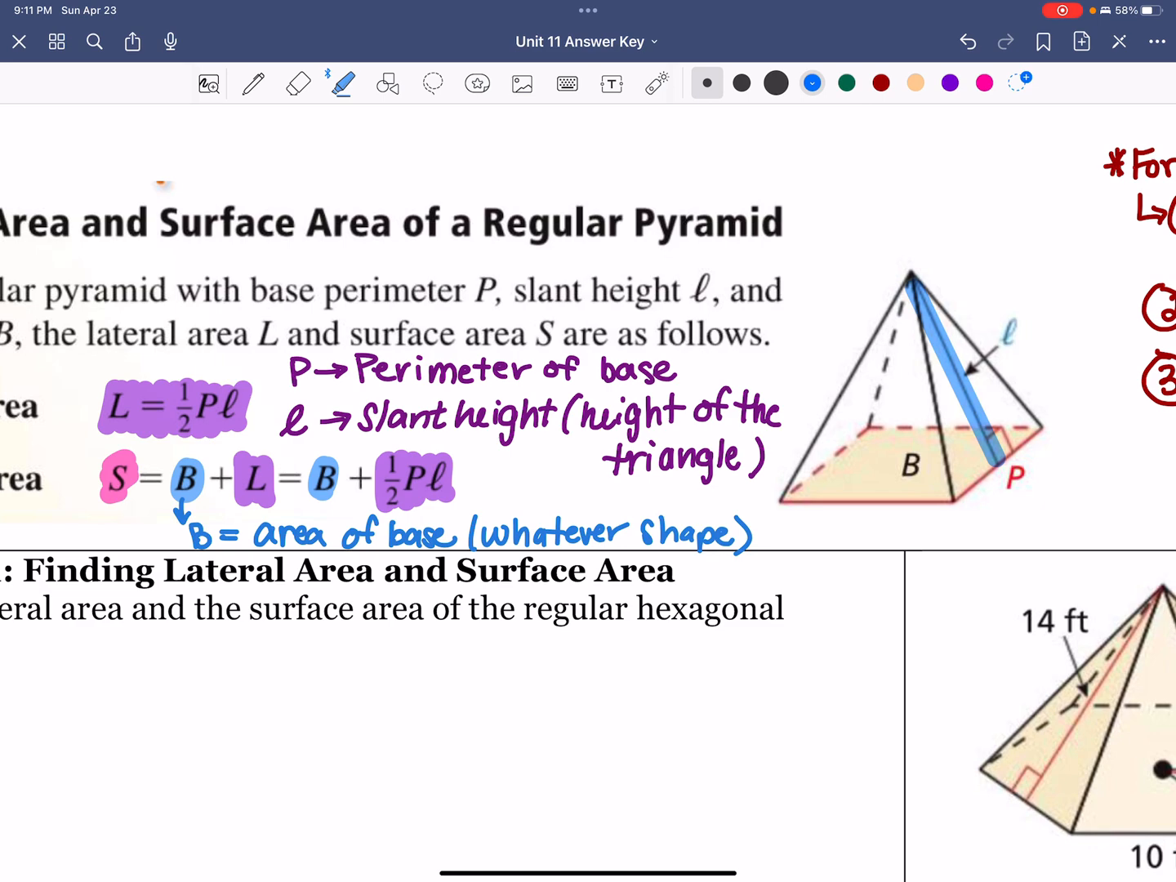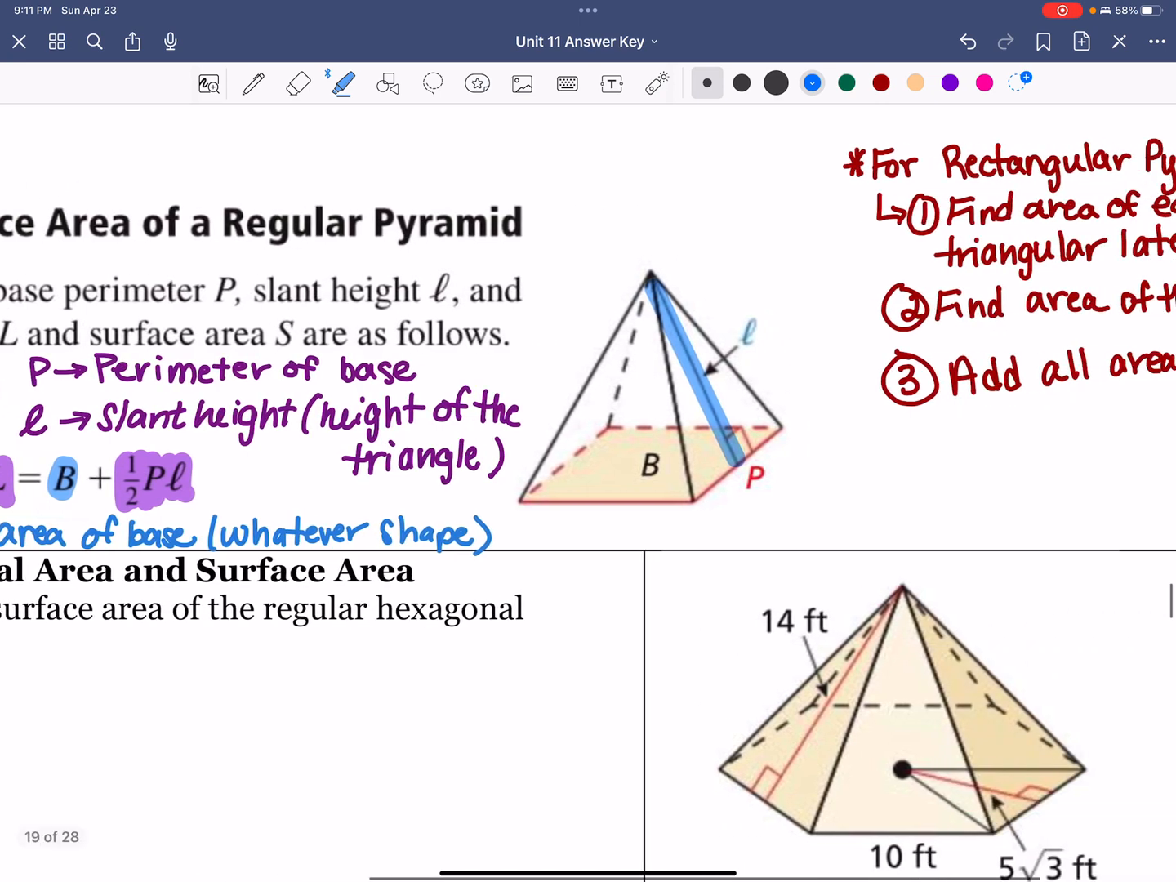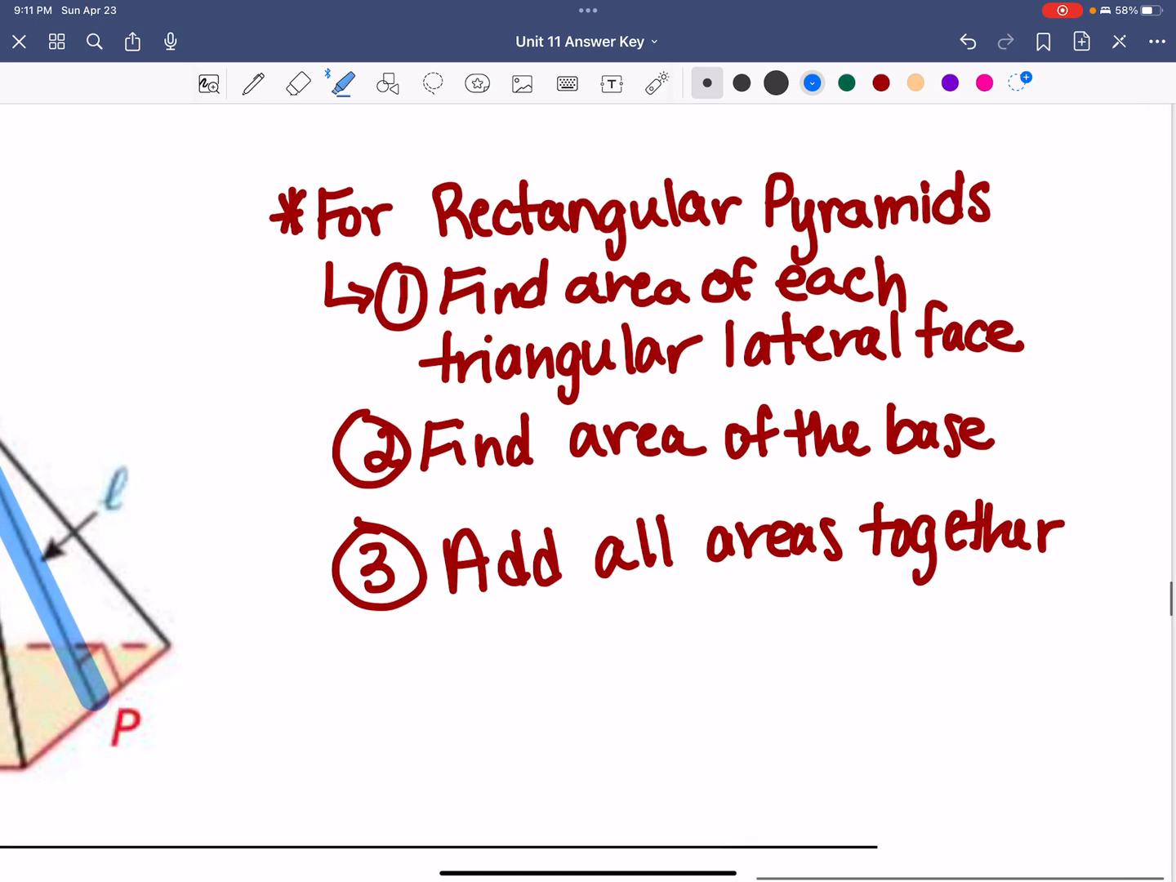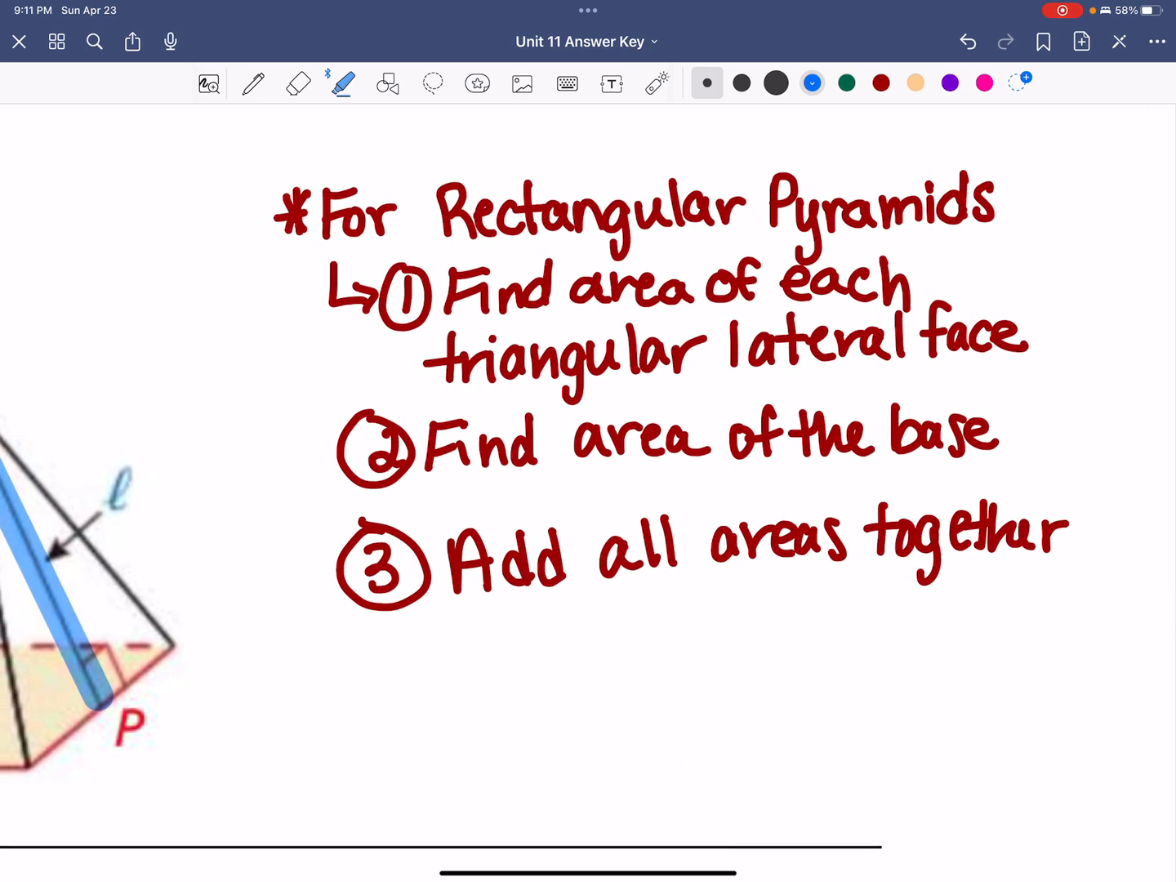And in a regular pyramid, that means I have a regular base, it'll help me find that slant height if I don't have it. B does stand for the area of base, and that's whatever shape that base is. I do have some information here I'm going to leave on the screen, and you can pause here if you'd like to write it down. This is just information for finding the surface area of a rectangular pyramid, because we do have a couple of those, especially later in your review and just in general.